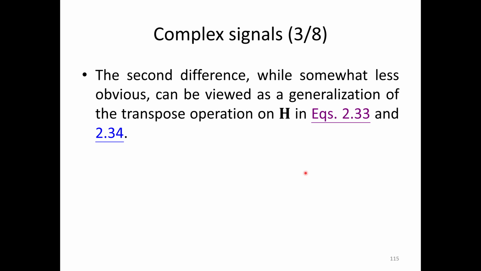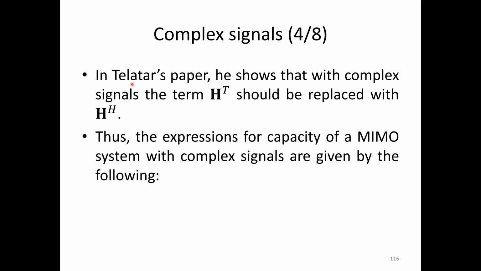Let us go back to page 115. In Telatar's paper, he shows that with complex signals, the term H transpose should be replaced with H Hermitian. Do you remember what H Hermitian is? That is the conjugate transpose of the matrix H. Thus, the expressions for capacity of a MIMO system with complex signals are given by the following.